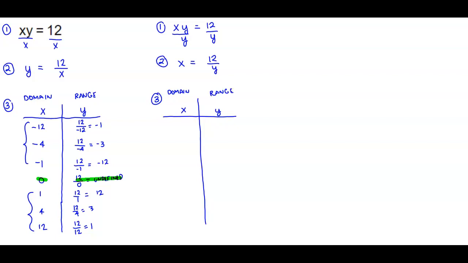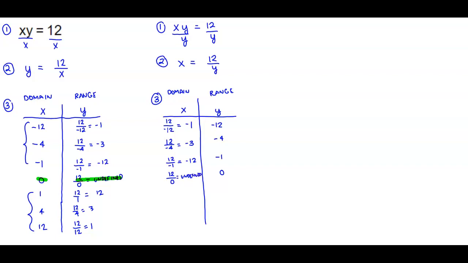Now if we pick y to be -12, just like we did for x, we're going to get the same thing. We're going to get 12 divided by -12, which is equal to -1. If we picked y to be -4, we get 12 divided by -4, which is equal to -3. If we picked y to be -1, 12 divided by -1 is equal to -12. If we picked y to be 0, 12 divided by 0 is going to make this undefined again.